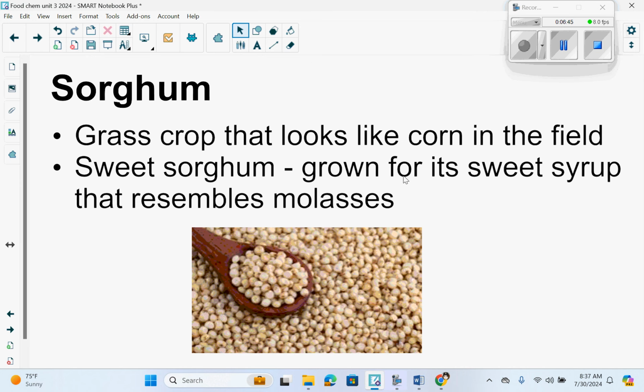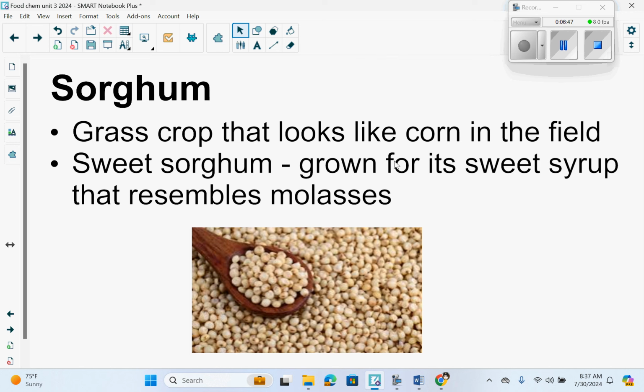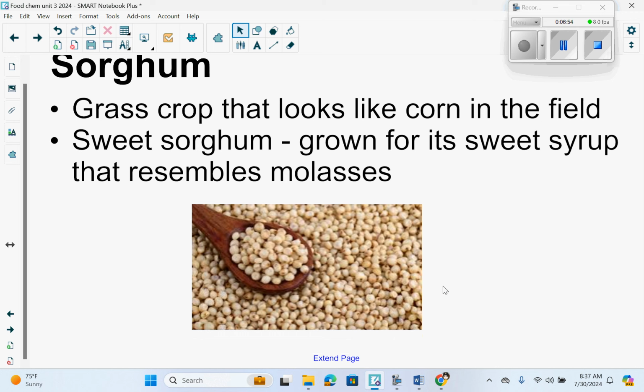Sorghum. This is a grass crop that looks like corn in the field. Sweet sorghum, it's grown for its sweet syrup that resembles molasses.